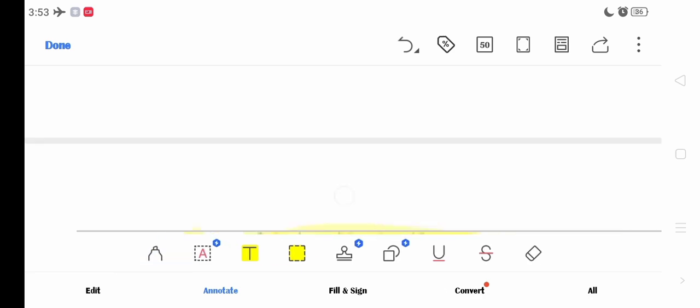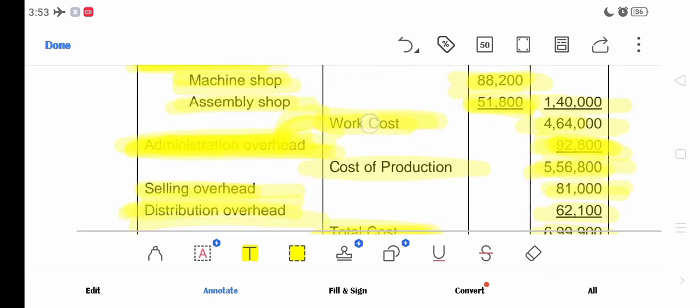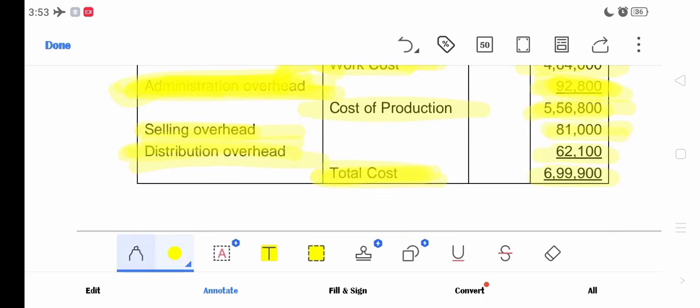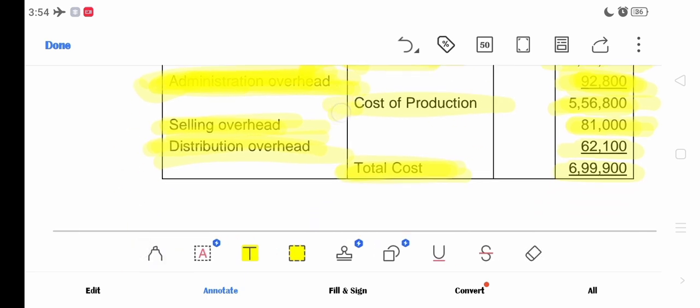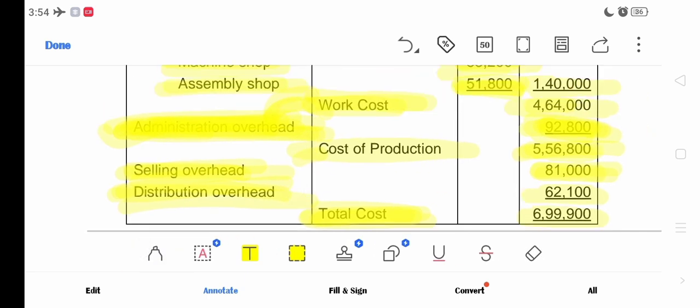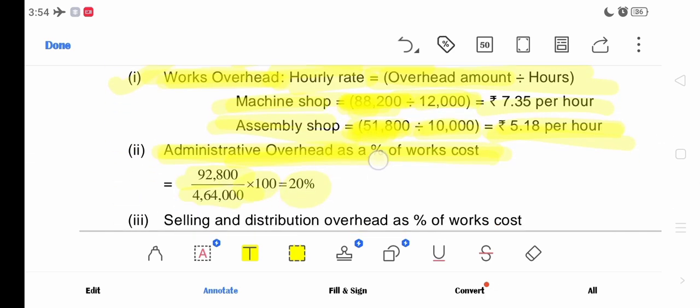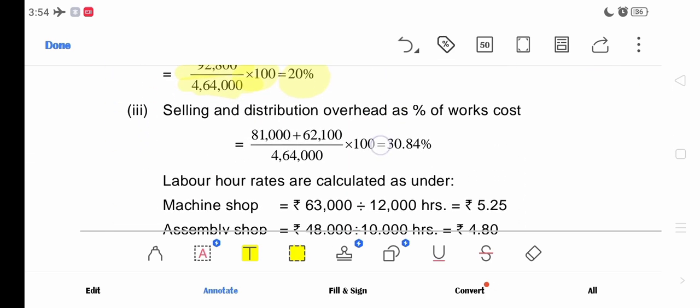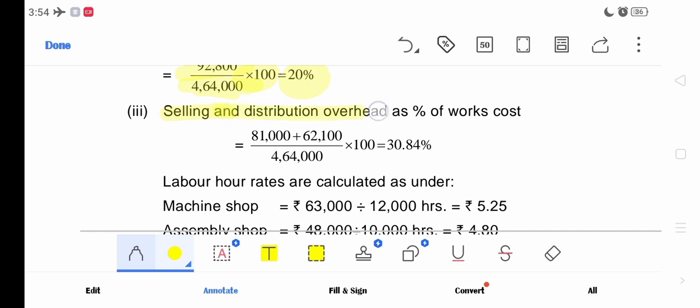Yes. Now what is just below, just a minute. After administrative overhead, what is there? Selling overhead only. So what is selling overhead? It is 81,000. You can take cost of production as your base, or you can simply take a works cost as your base. So he has already taken administrative overhead. For administrative overhead, he has taken works cost as a base. Simply for selling and distribution also take works cost as a base. So for selling and distribution overhead also he has taken works cost as a base.